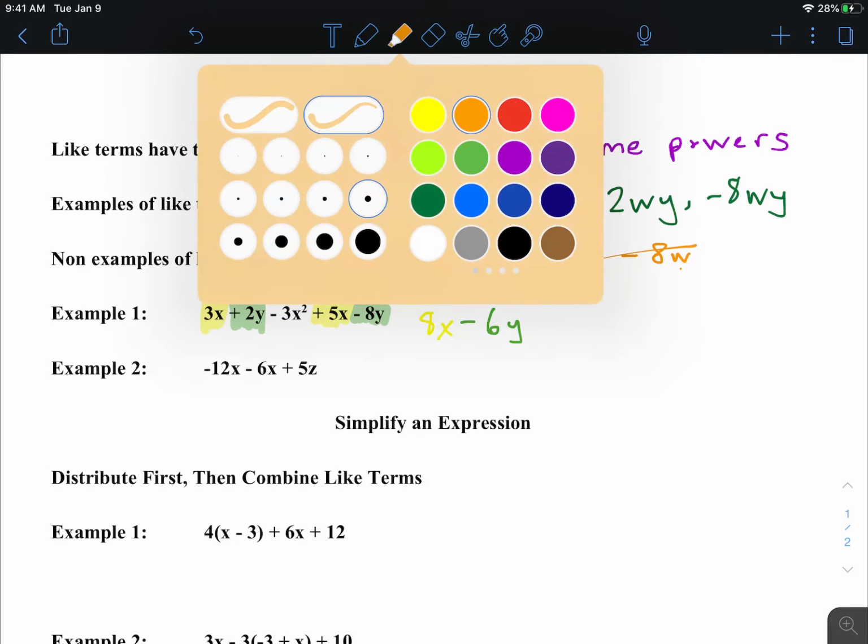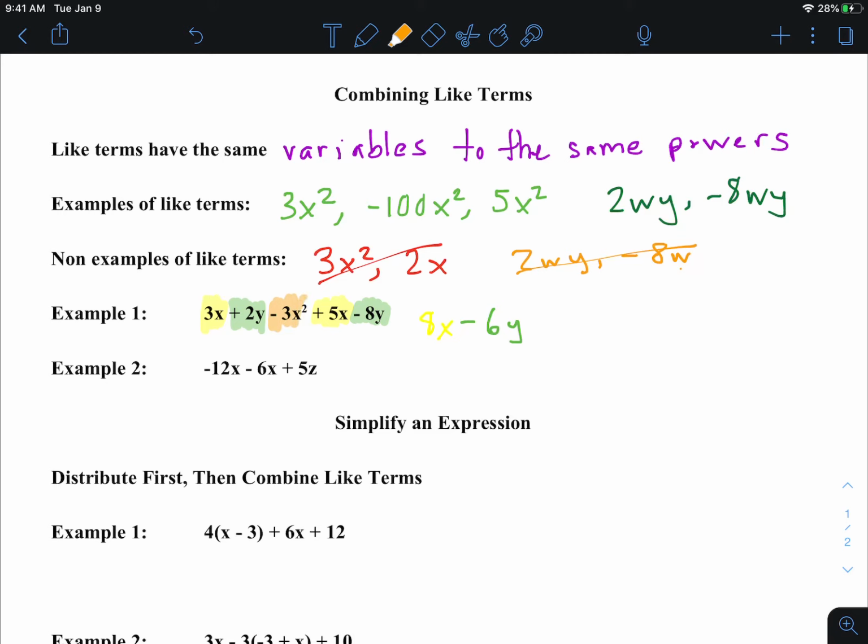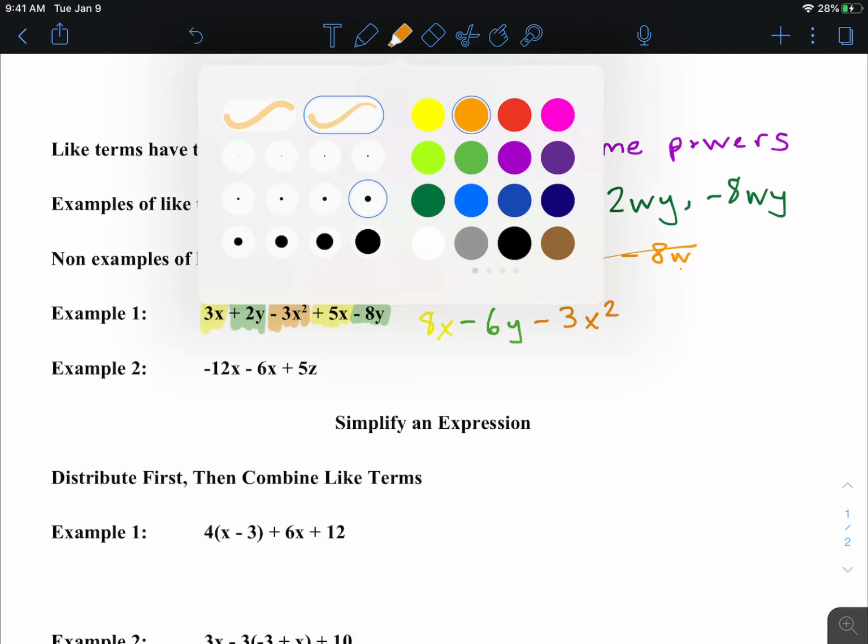Then I have this negative 3x squared. I don't have anything to combine it with, so I'm just going to write it just how it is, negative 3x squared.